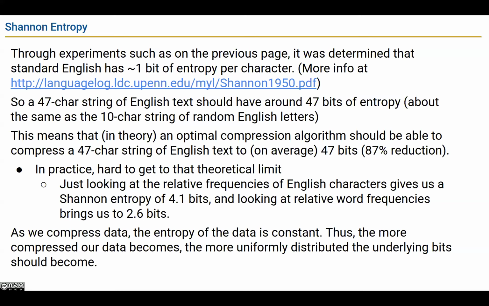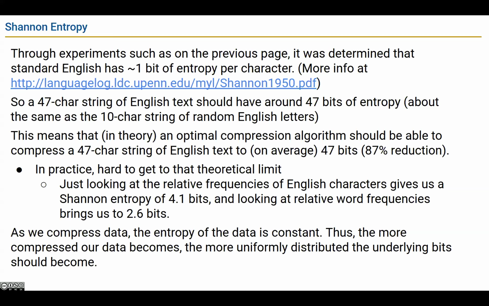Now, if you play through these thought experiments, and you do an actual controlled psychological survey on this, it was determined that English has about 1 bit of entropy per character. So if you have 47 characters of English text, that's about 47 bits of entropy, about the same as the 10 character string. That's why it felt about equally difficult to solve both of them. About half of you thought that the 10 character string was easier, about half of you thought the 47 character string was easier. So that's kind of in between there.